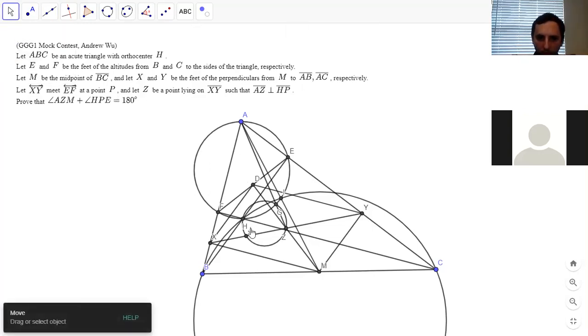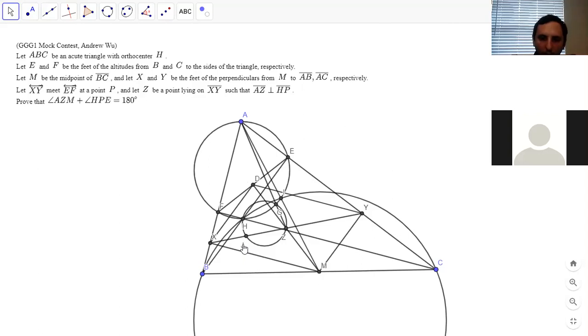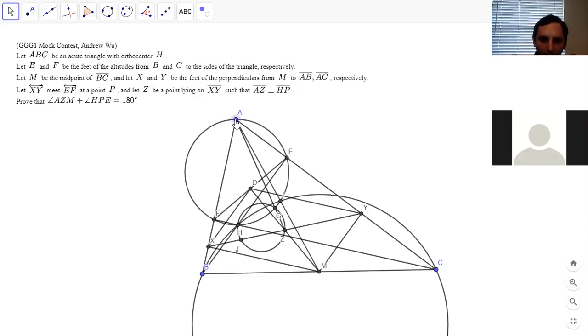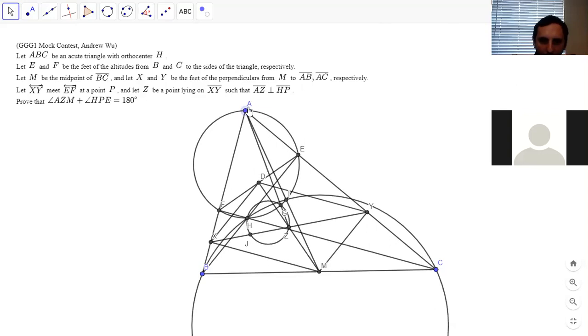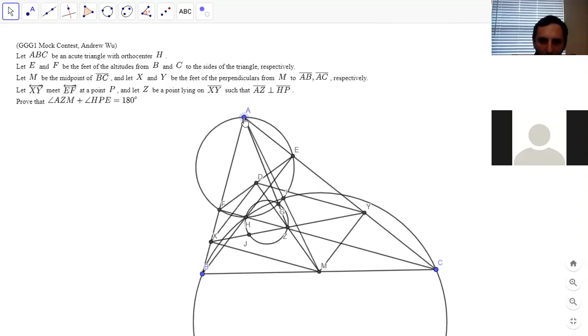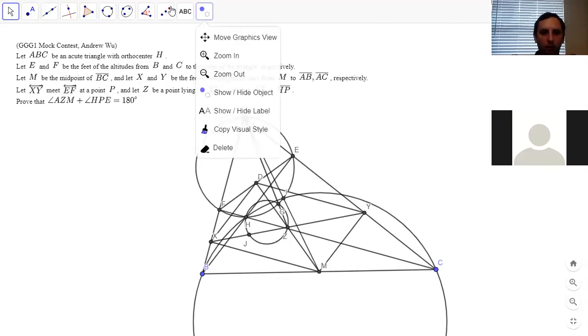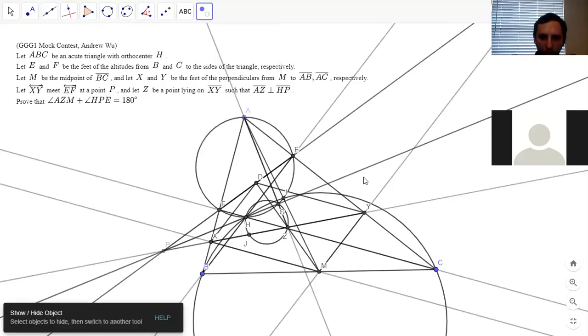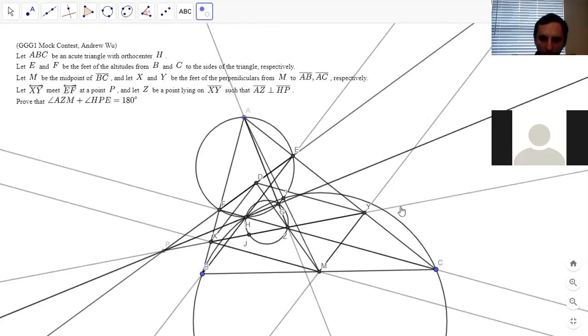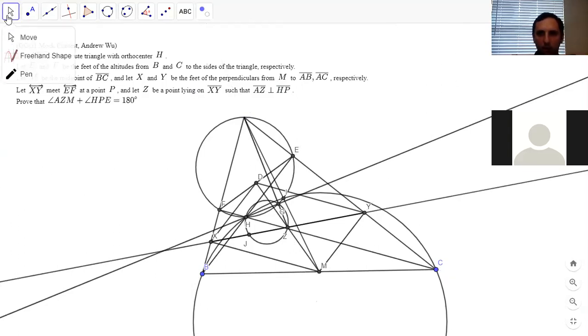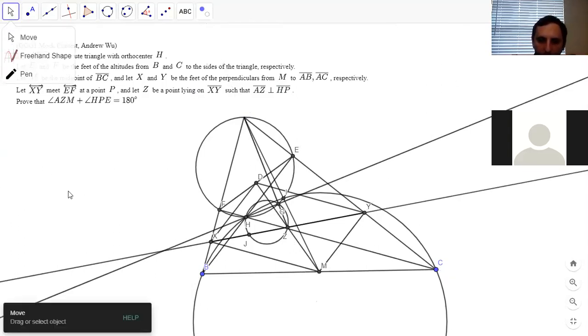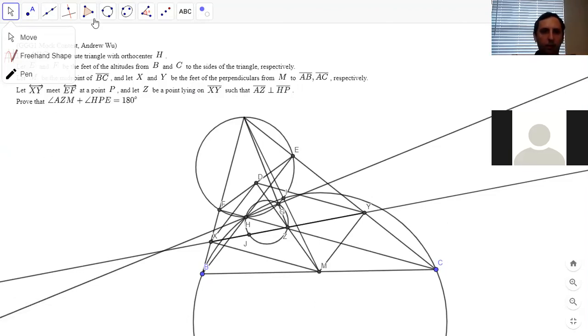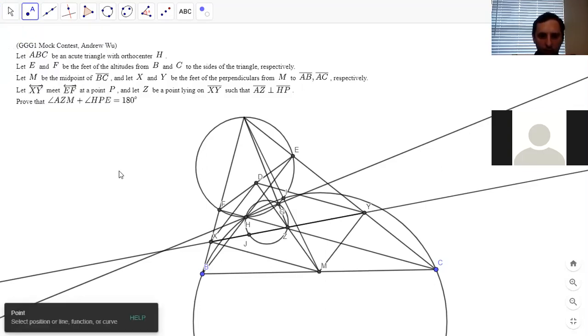Hold on. Oh, are you trying to use the radical axis theorem? Okay. Okay, so that point's harmonic with X, Y, and J.